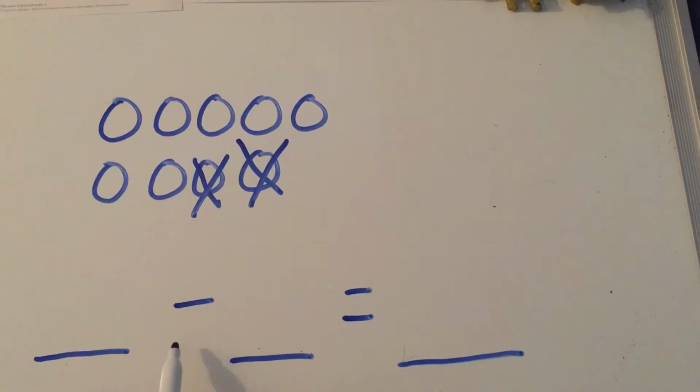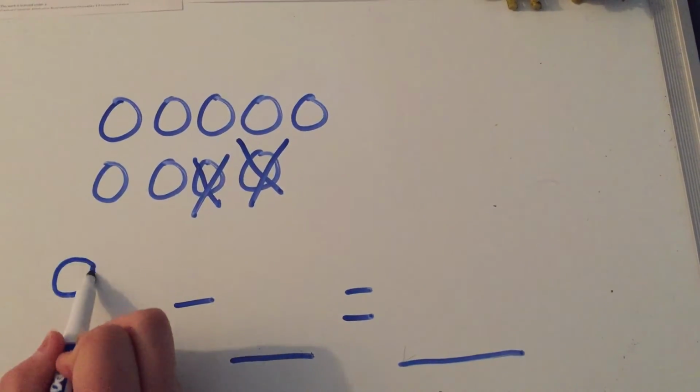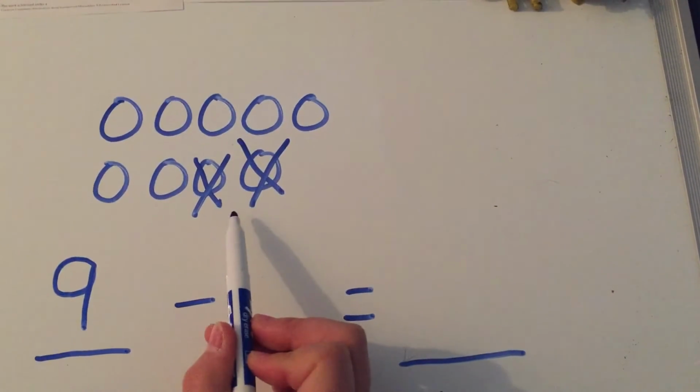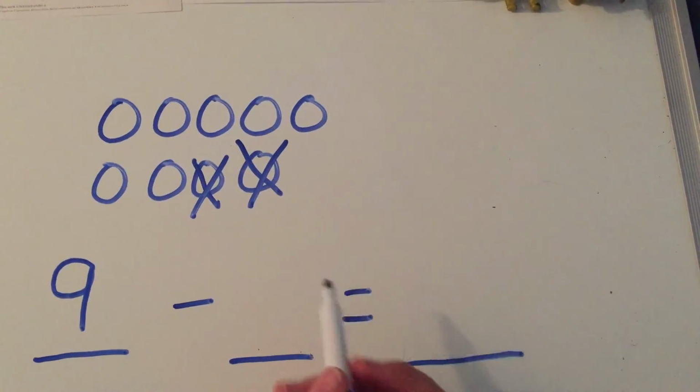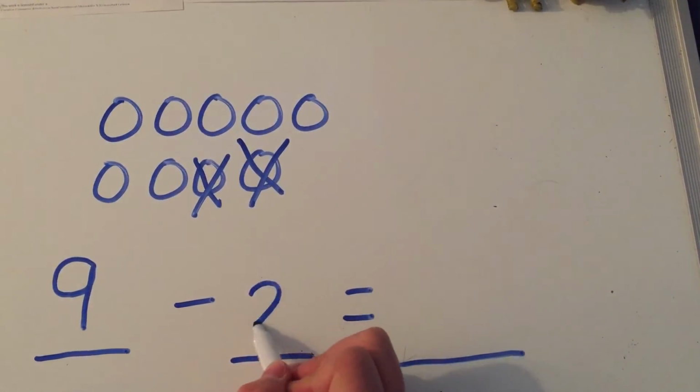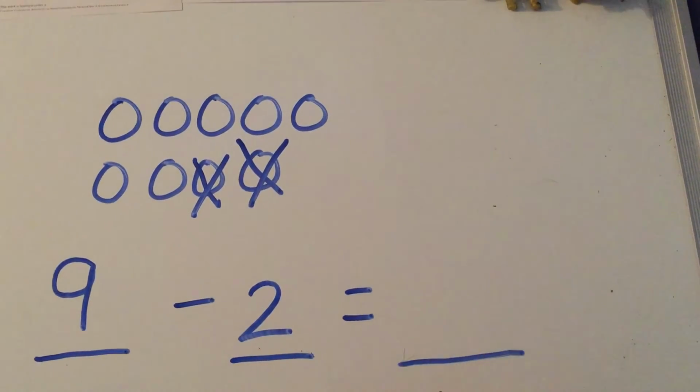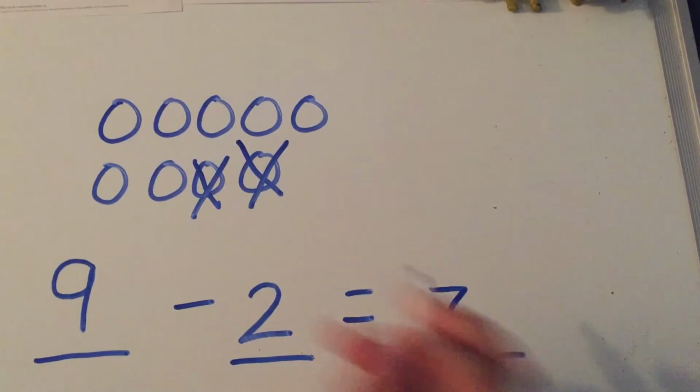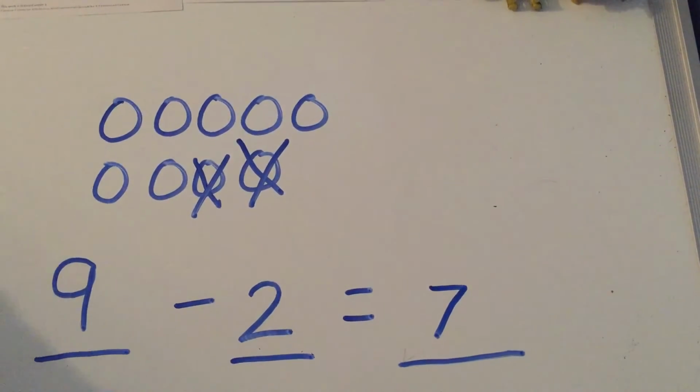When we write a subtraction sentence, we start with our biggest number, what we started with, and we started with 9 bears. I'm going to write 9. 2 of them left to go find honey. So 2 went away. How many bears were left? 7. 9 minus 2 equals 7.